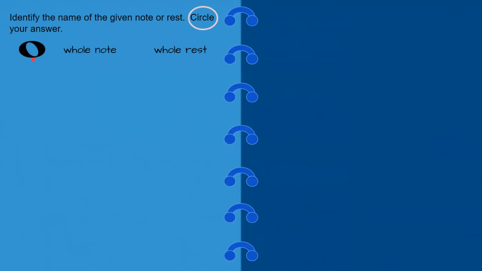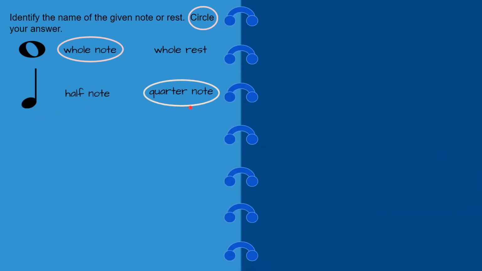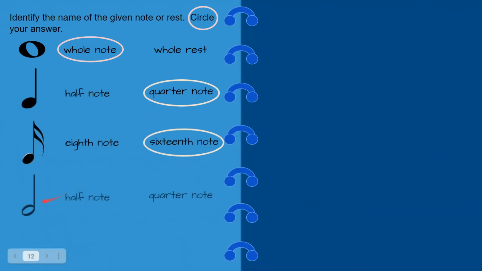Okay, for this one, whole note or whole rest? Correct. This is a whole note. Next, is this half note or quarter note? Correct. It's quarter note. Okay. For this one, it has 2 beams or 2 flags. Okay. 8th note or 16th note? Correct. It's 16th note.